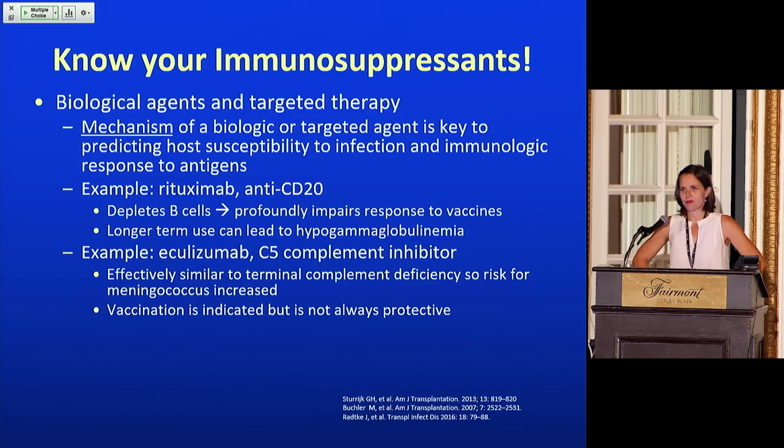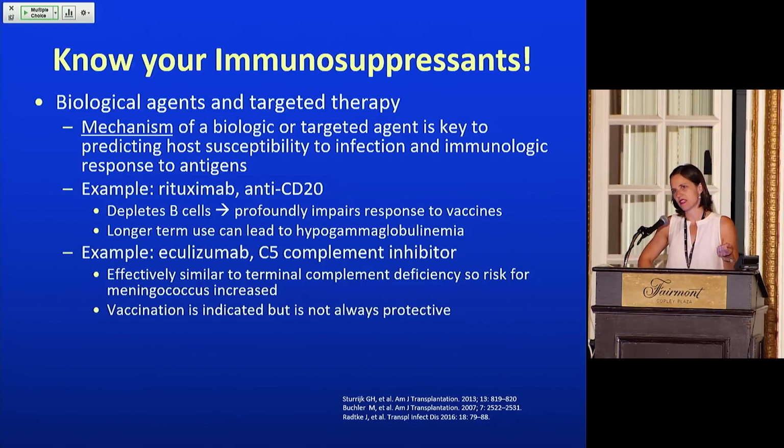Another example that I really love, because it's very elegant, is eculizumab, the C5 complement inhibitor. It's approved for atypical hemolytic uremic syndrome. So effectively, this means you have a terminal complement deficiency. And you all may remember from medical school, people with congenital terminal complement deficiency are at risk for meningococcus. And that's exactly what we see with this drug. It increases your risk for having a meningococcus infection by about 2,000 times. It's a really profound change in these patients.